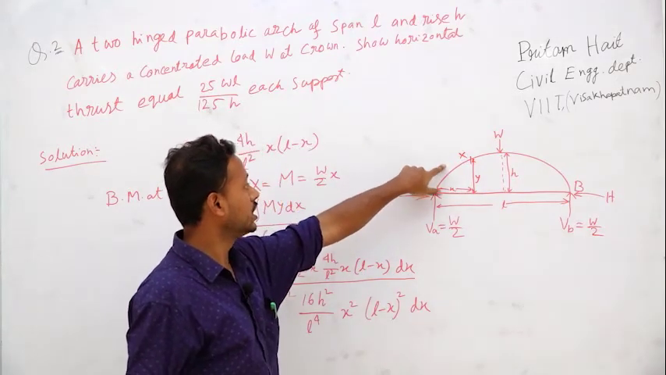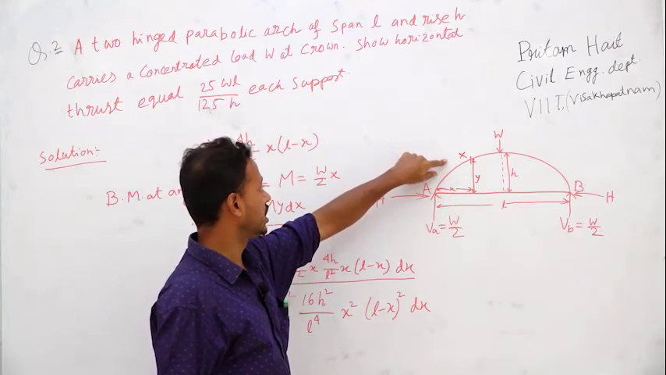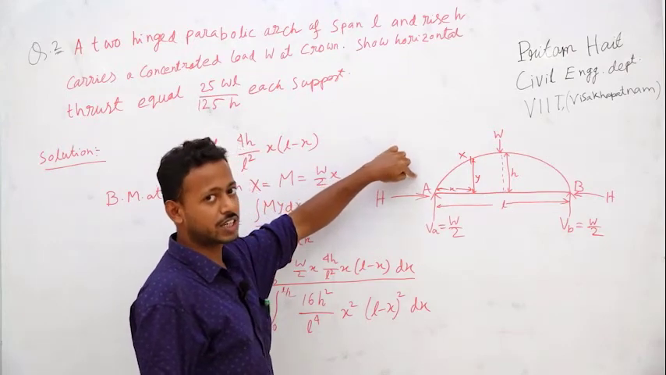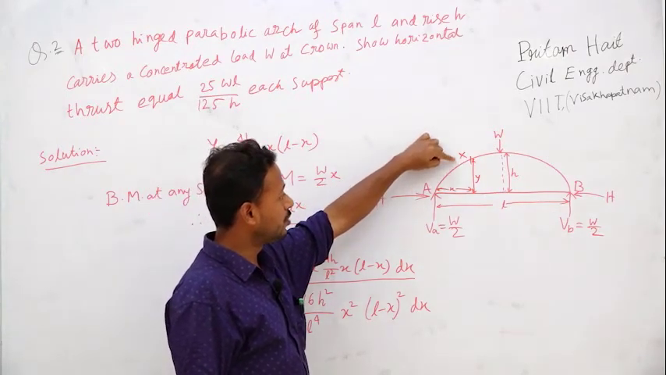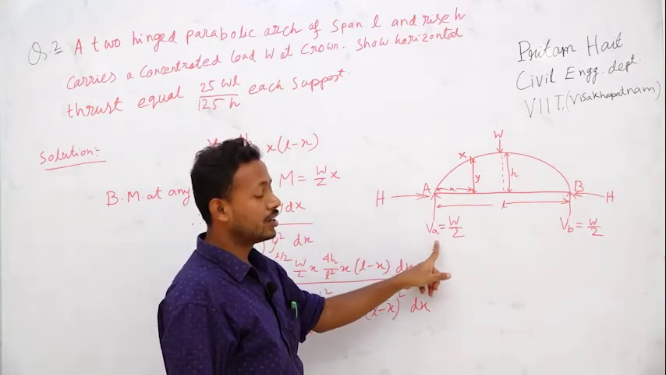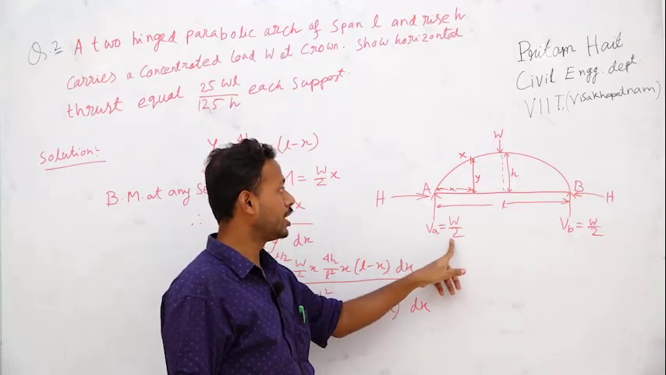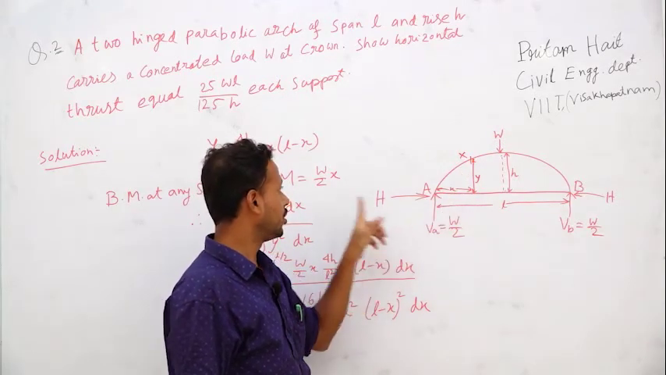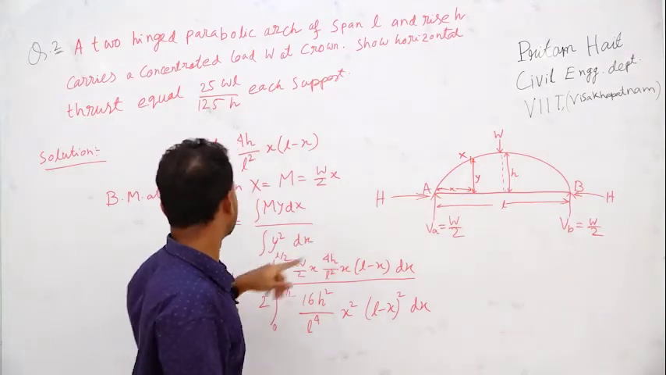I am considering this as a simply supported beam. If we consider the simply supported beam, we are just ignoring the horizontal thrust H. The bending moment will be the reaction at support A, that means W by 2 into the distance from the section x. So W by 2 into x is the bending moment at any section x.